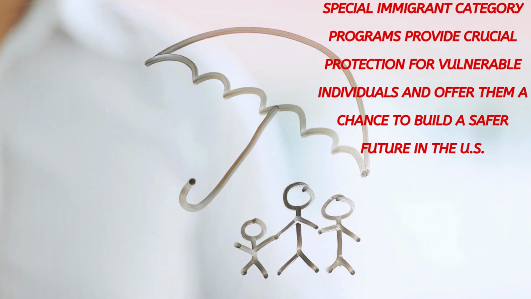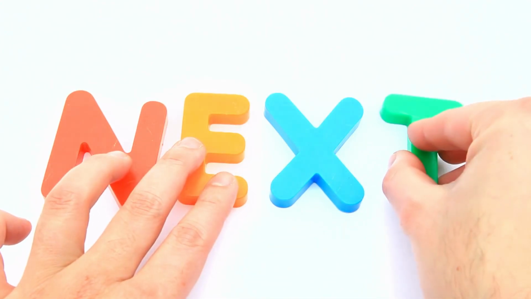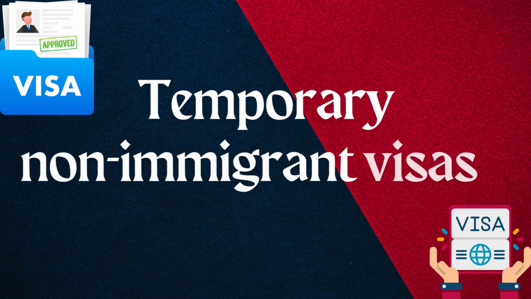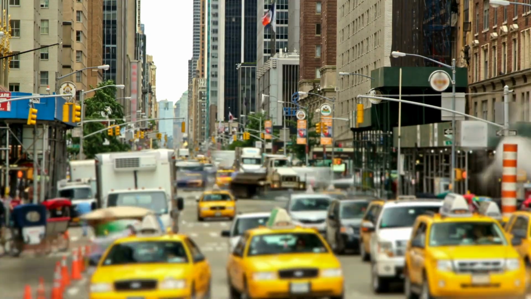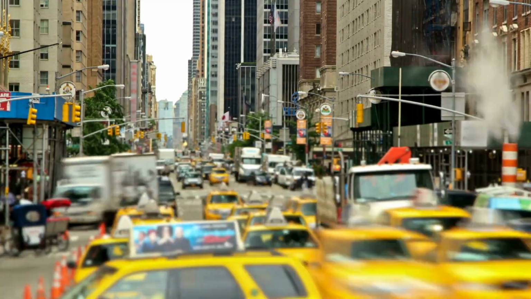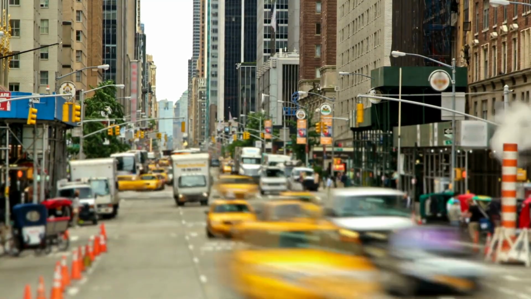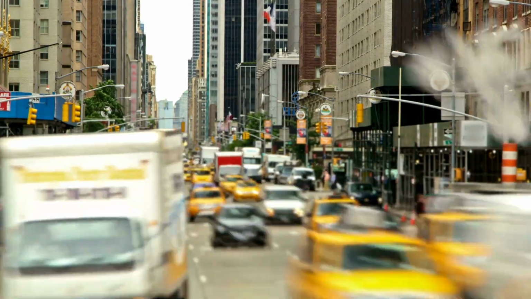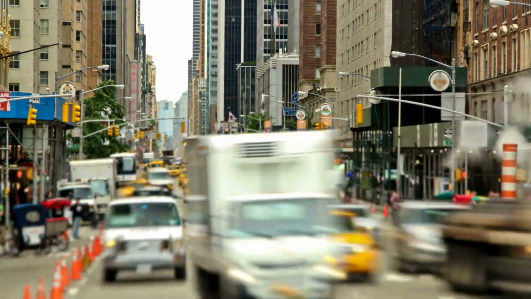Then comes the third category, coming to the United States for a limited time, that is non-immigrant visa holders. Now friends, everyone who is coming to the United States is not planning to stay forever. Many people enter on temporary non-immigrant visas, which allow them to live in the United States for a specific purpose and a limited period of time.